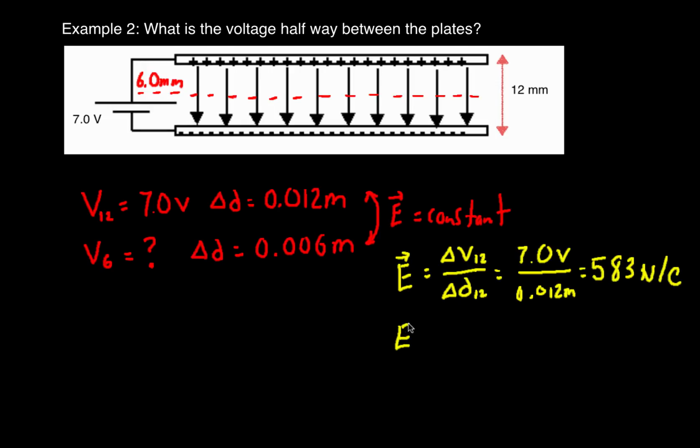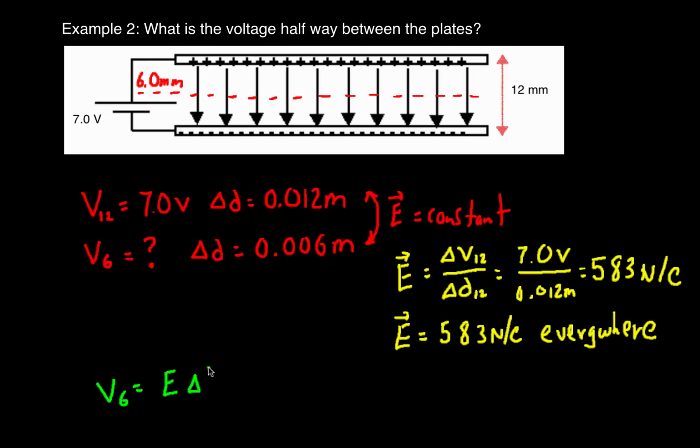And since electric field is constant in a parallel plate system, the electric field equals 583 newtons per coulomb everywhere, including at the 6 millimeter point. So we can use this electric field to find the voltage at 6 millimeters. The voltage at 6 millimeters is equal to the electric field times the distance. So this is 583 newtons per coulomb times the distance, which is 0.006 meters, which gives us 3.5 volts.